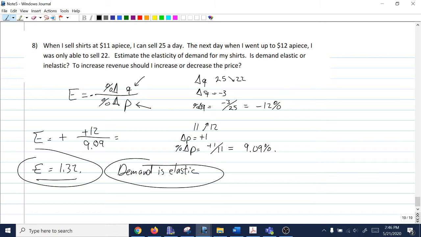I had a small change in price that made a big change in sales. So increasing the price by a little bit will lower sales by a lot. That is bad for my revenue. On the other hand, decreasing the price by a little bit will increase my sales by a lot. That's good for my revenue. That's what I should do. We should lower price to increase revenue.